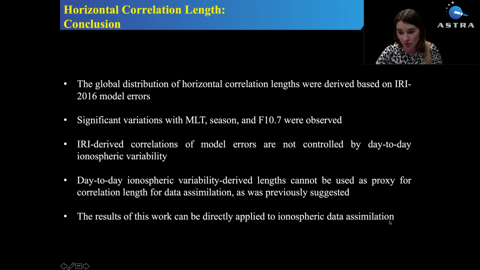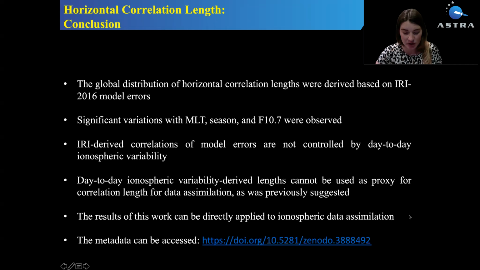So the results of this work can be directly applied to ionospheric data assimilation. Here is the link to the data files, not the data files, but the metadata that resulted from this study. You can download them. There are netCDF files for different seasons, solar flux, and UT frames, and they represent the maps of zonal and meridional correlation length.